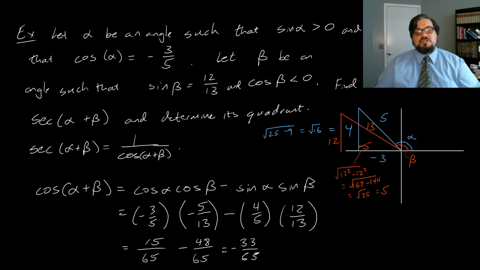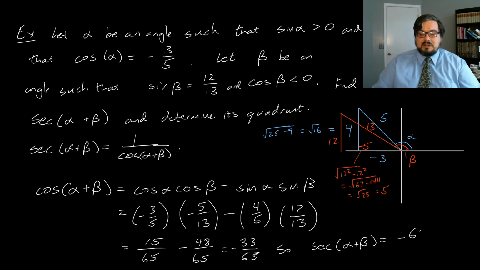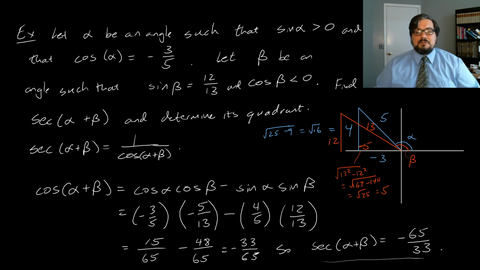Now at this point you do want to check and see whether there's any simplification you can do, whether you can reduce this fraction at all. In this case we can't. Now this is cosine of alpha plus beta. It's negative 33 over 65. Therefore, secant of alpha plus beta is equal to the reciprocal of that, negative 65 over 33. Exactly. So that answers the first part of the question.